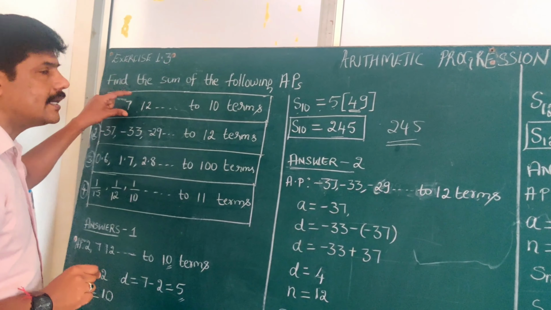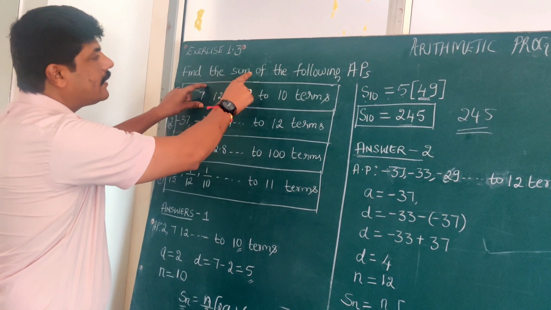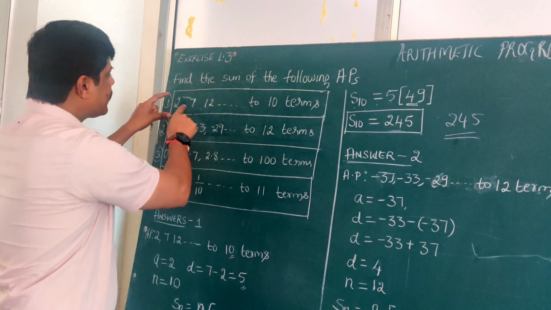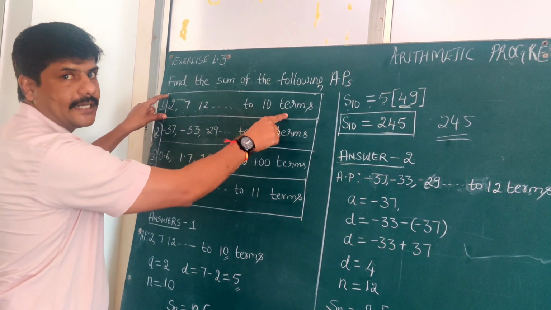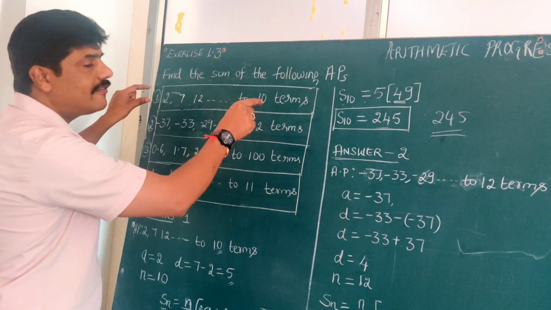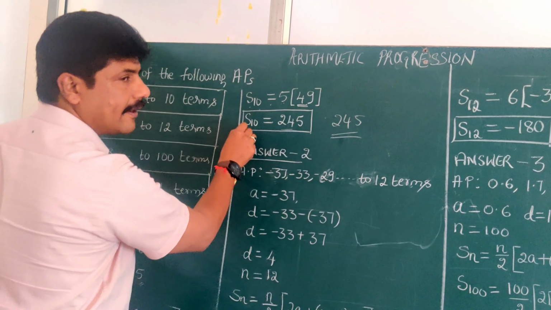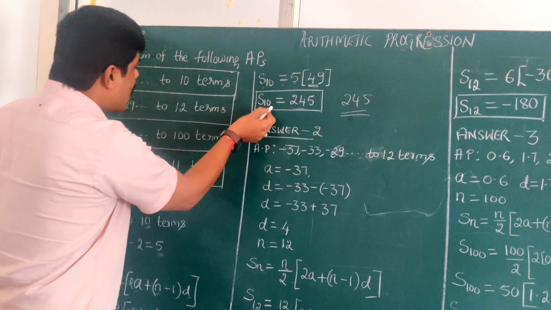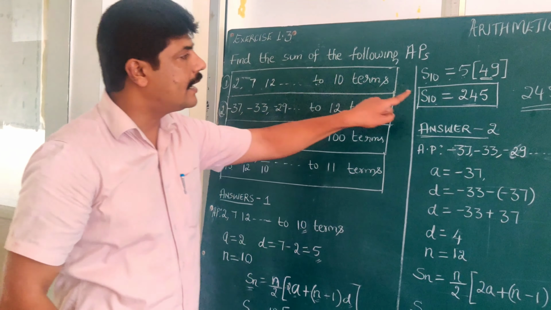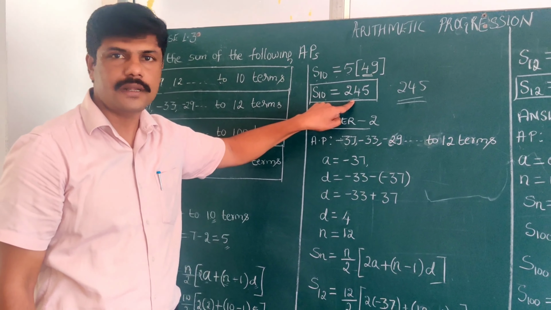Sum of 10 terms. Here it is asked to find the sum of the following AP 2, 7, 12 up to 10 terms. What is the answer? The sum of 10 terms of this AP is nothing but 245. Therefore, we say that the sum of 10 terms of this particular AP is 245. Did you understand, children?